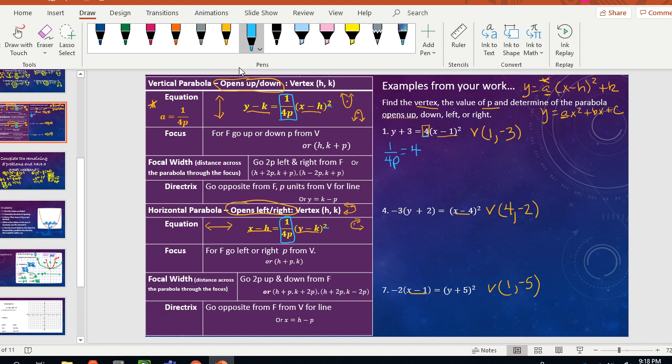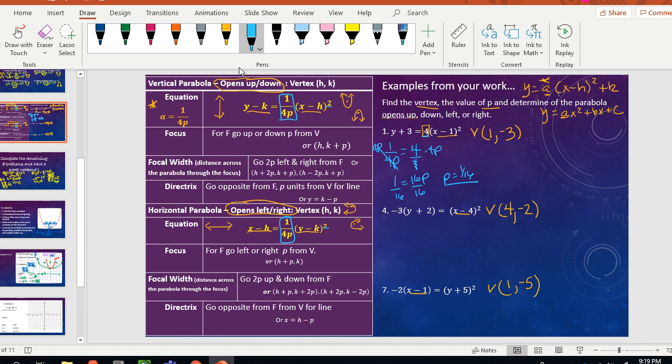All right, so solving for P, there's two ways to do it. One way is to put this over 1 and cross multiply. The other way is to just multiply both sides by 4P. This cancels, which is kind of cross multiplying. 1 equals 16P. Divide by what is attached to P? Well, 16 is attached to P, so I'm going to divide by 16. P equals 1/16, and I'm done.